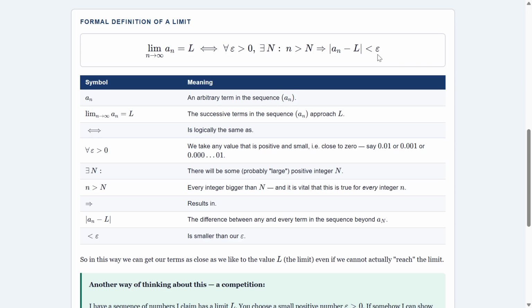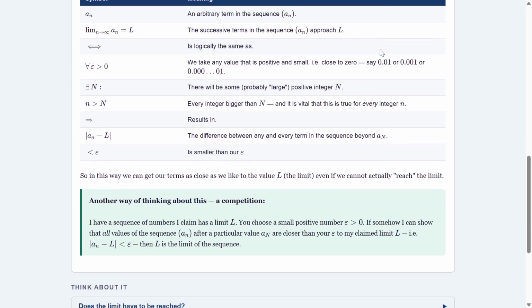So all differences between our number in the sequence and our limit are going to lie within the strip after some value n. So we start with that epsilon, we show that there is some positive integer so that all later numbers in our sequence lie closer to the limit than our chosen tolerance epsilon.